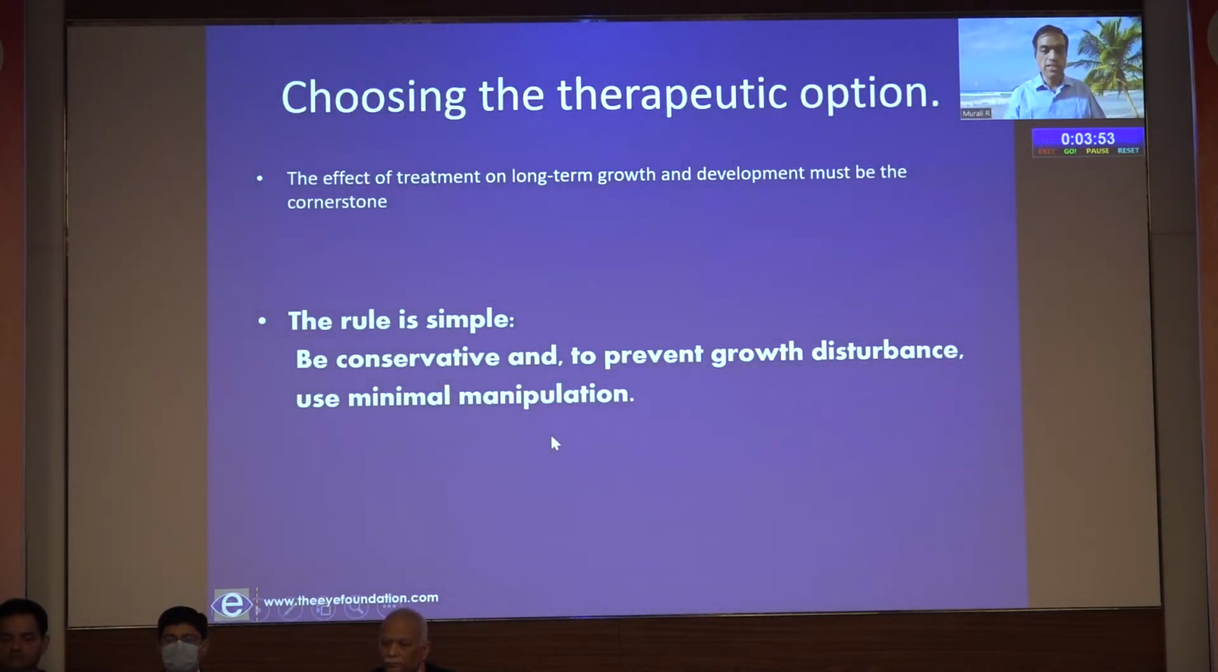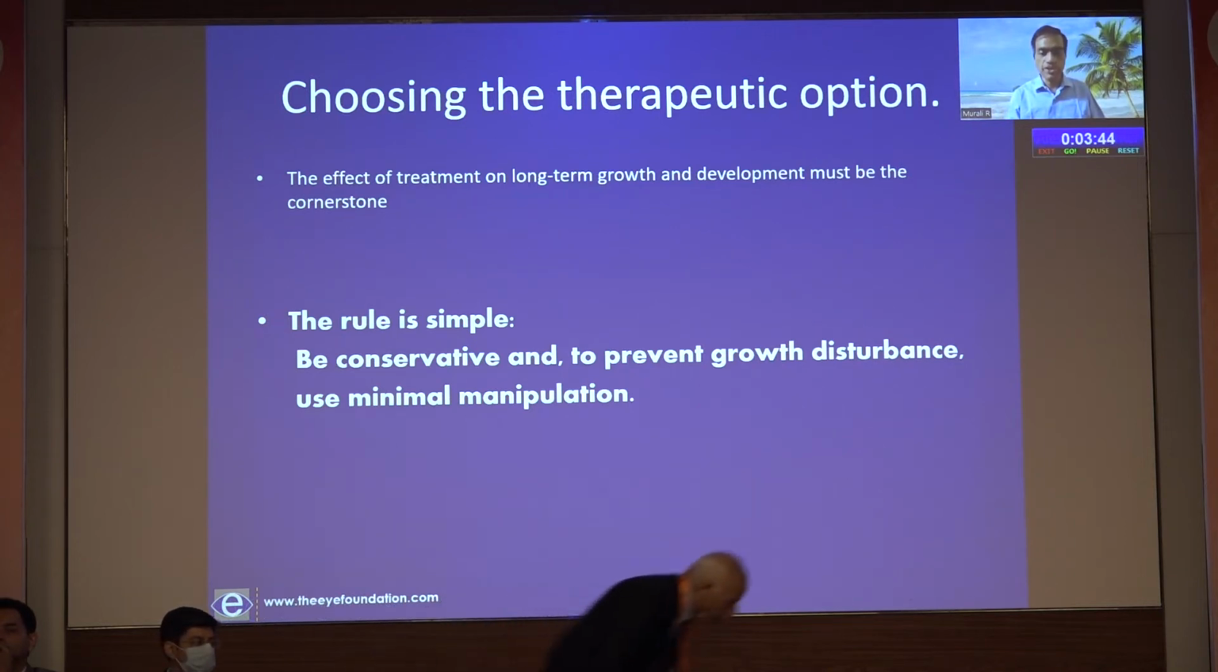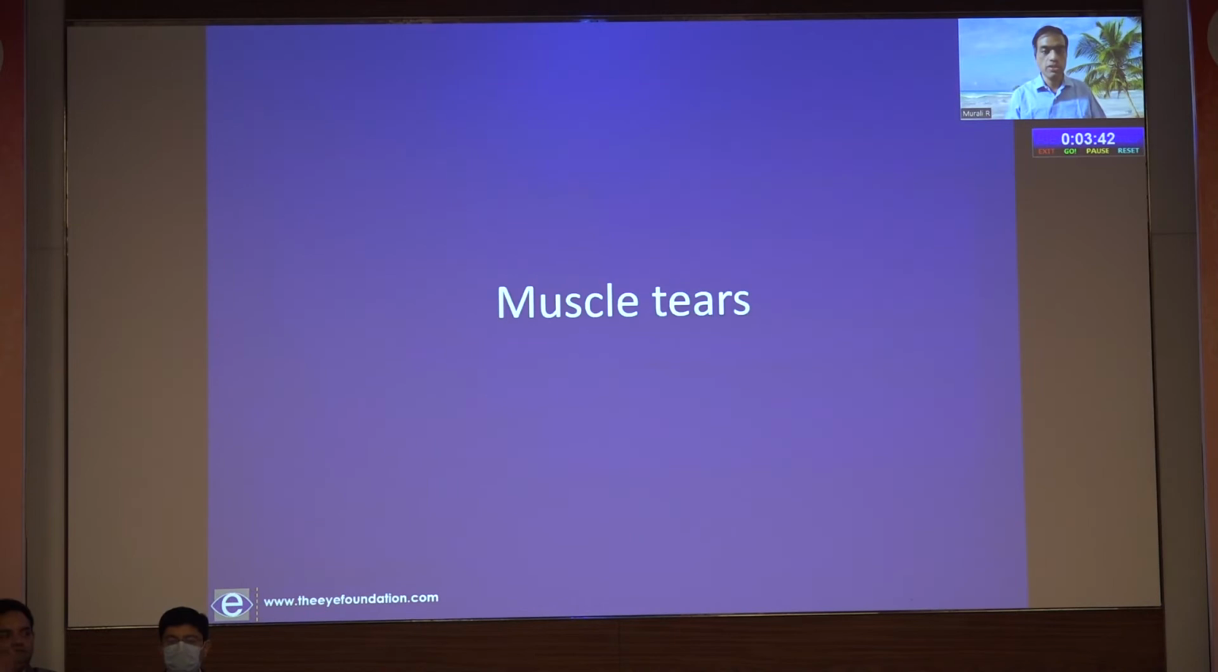So you need to be conservative, with minimal manipulation to prevent growth disturbance. Note that some of these implants can get dislodged later because of orbital bone growth. So minimal manipulation, minimally invasive surgery.